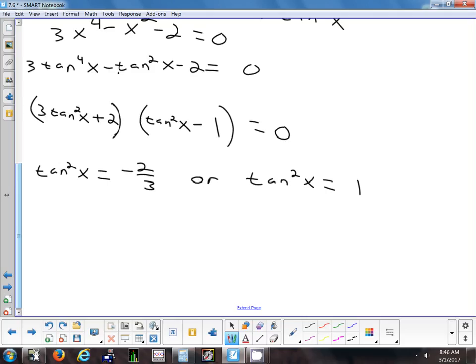Okay. On both of these equations, what would be the next step? Nope, not inverse tangent. There's another function we have to do before that. We have to take the square root of both sides. So we take the square root of both sides, we get that.